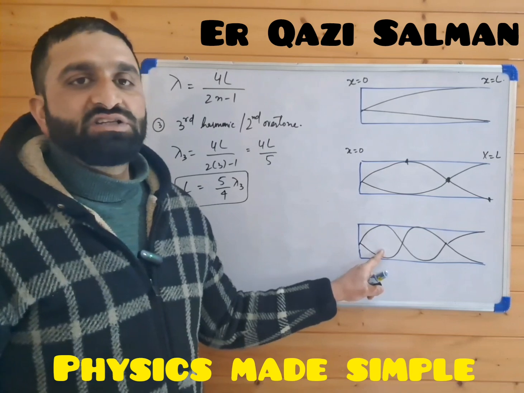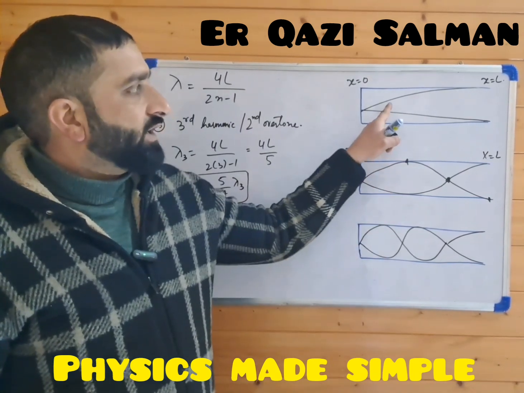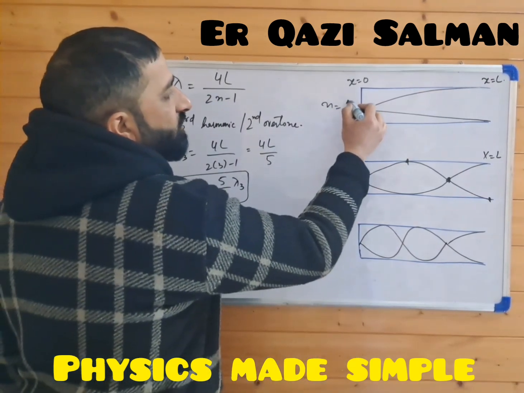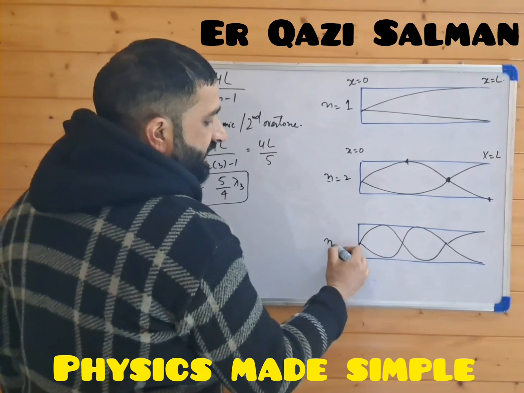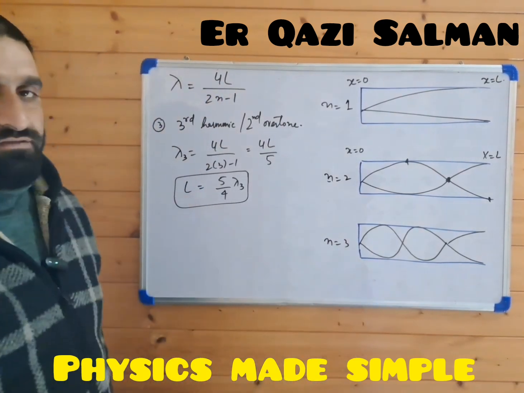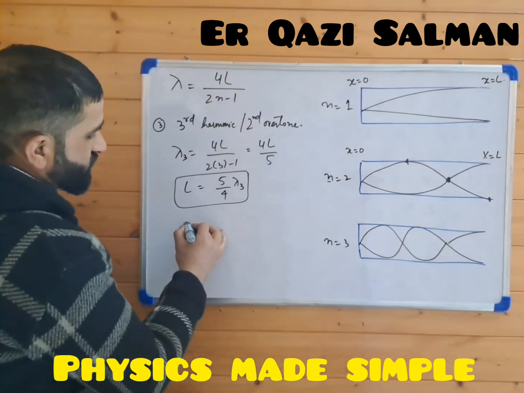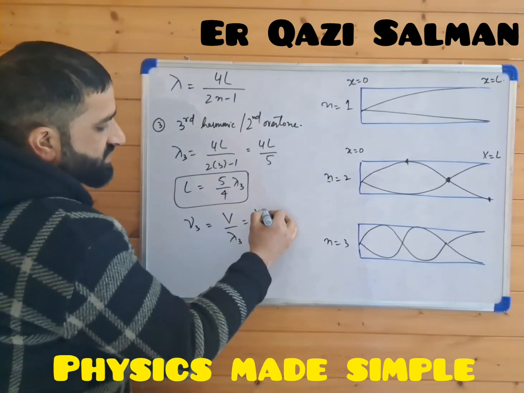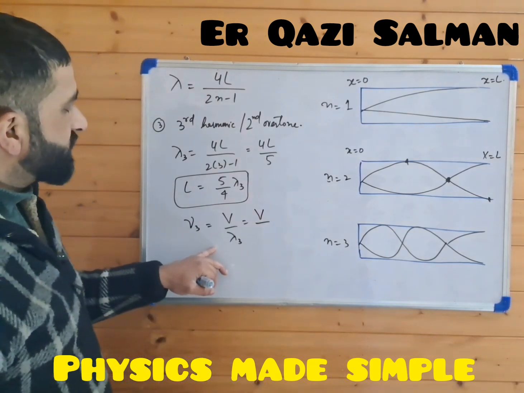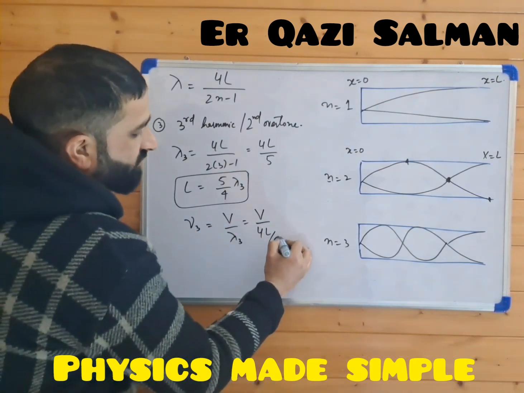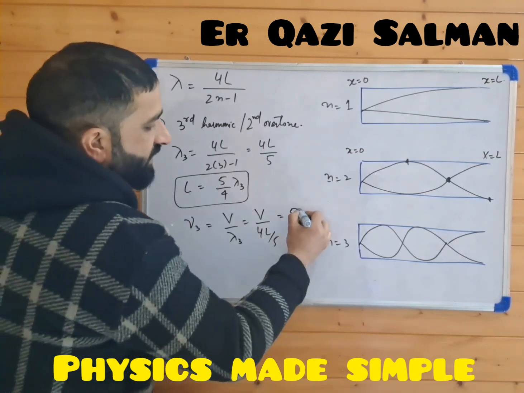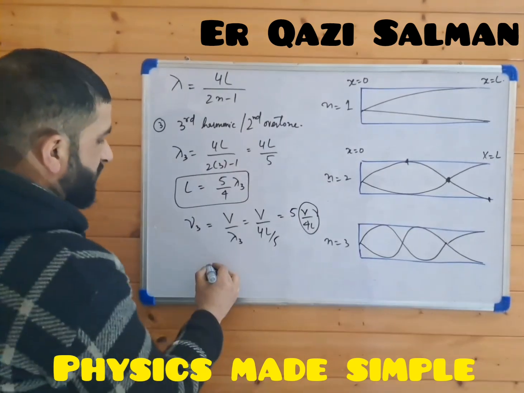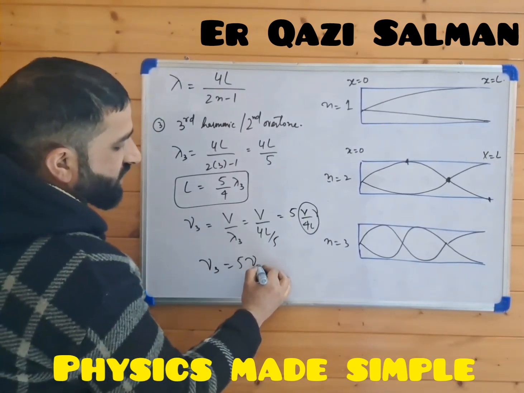It is the third harmonic or second overtone, second harmonic or first overtone, fundamental mode or first harmonic. Here n is equal to 1, here n is equal to 2, here n is equal to 3. Now calculating the frequency in this one, nu3 is equal to V divided by lambda 3, as the velocity is constant. Lambda 3 is 4L by 5. This 5 goes to the numerator, so 5V divided by 4L. We know that V divided by 4L is the fundamental frequency. So nu3 is equal to 5 times nu1.